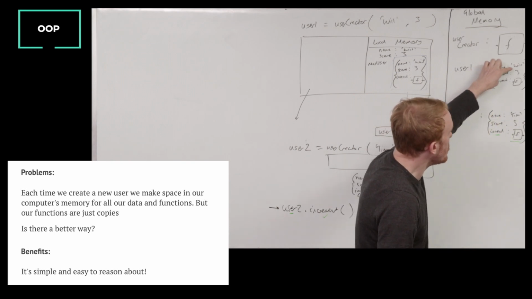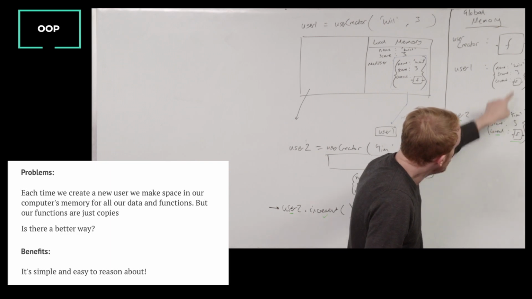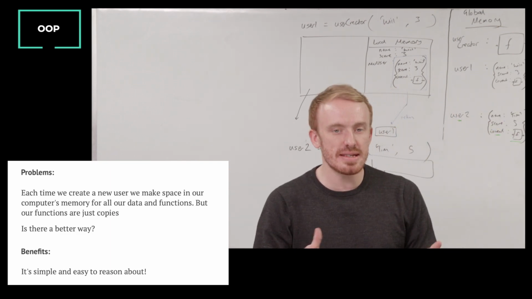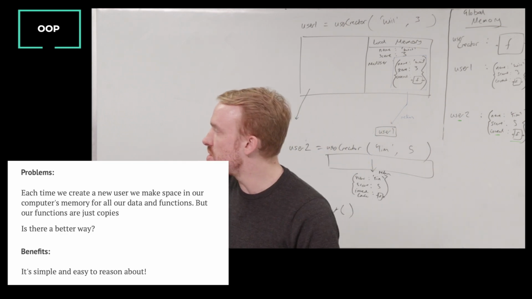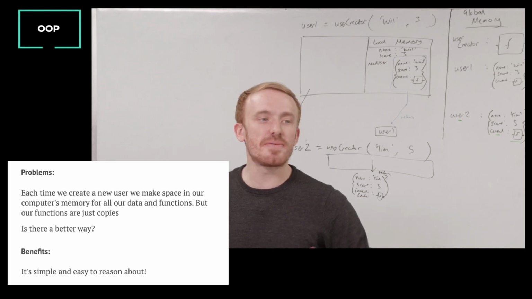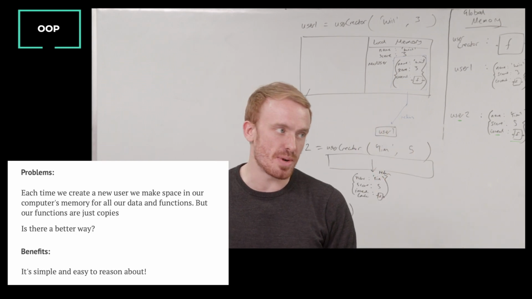Now, don't get me wrong, Will 3, Tim 5, they're different. I need to take separate space for each of them. But these functions are exactly the same, and yet each time we create a new user, we make space in our computer's memory for all our data and functions, but our functions are just copies. Is there a better way?